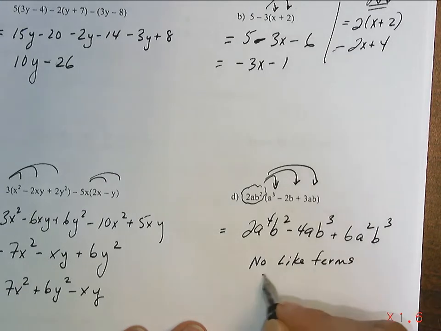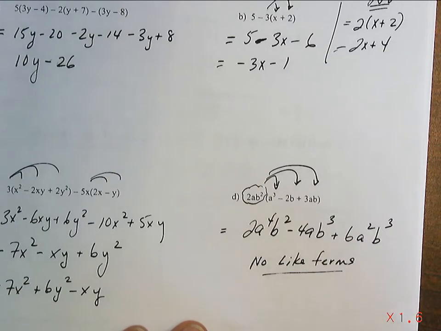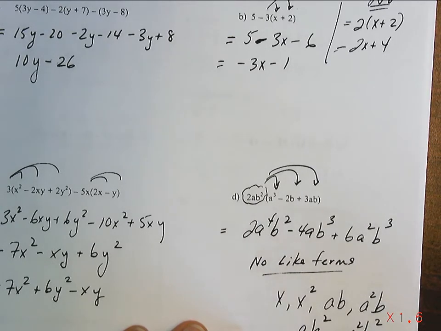To be like terms, the variables have to be the same, and the degree of the variable, the exponent above them, has to be the same. x squared, a squared b, b squared, and even a squared b squared, none of those are like terms.